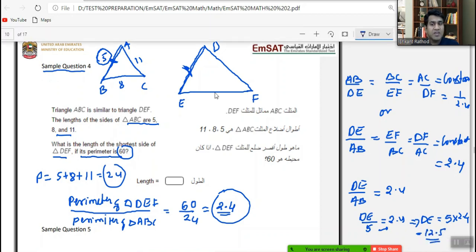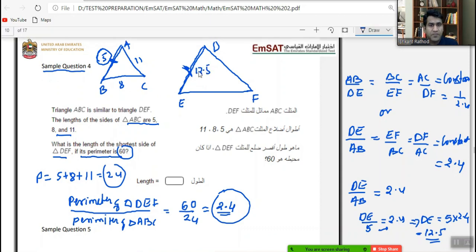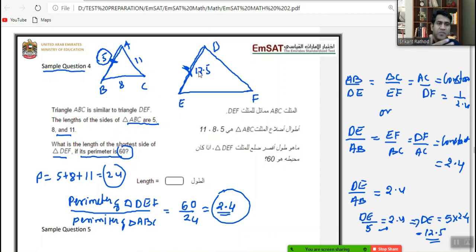So the length of the larger side here is going to be 12.5. In the exam, it is not required to show all these steps and formulas that I am doing here. I am just showing it here for better understanding. But in the exam, once you get to this step, you have it as 2.4. After that just multiply by 5. 2.4 times 5 gives you 12.5. So here I am just explaining the concept behind similar triangles and how we work it out.